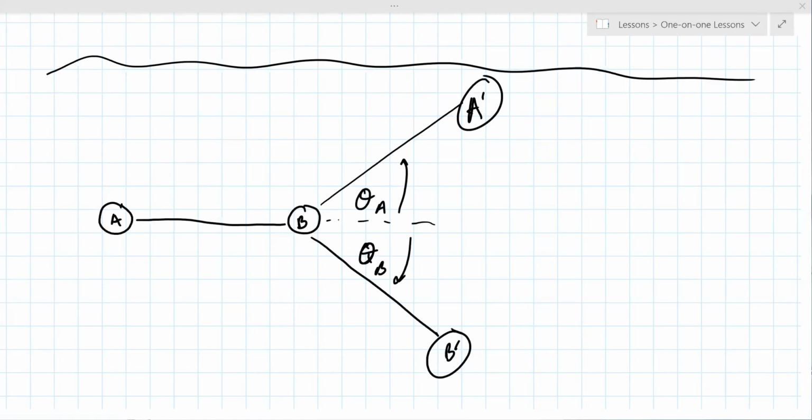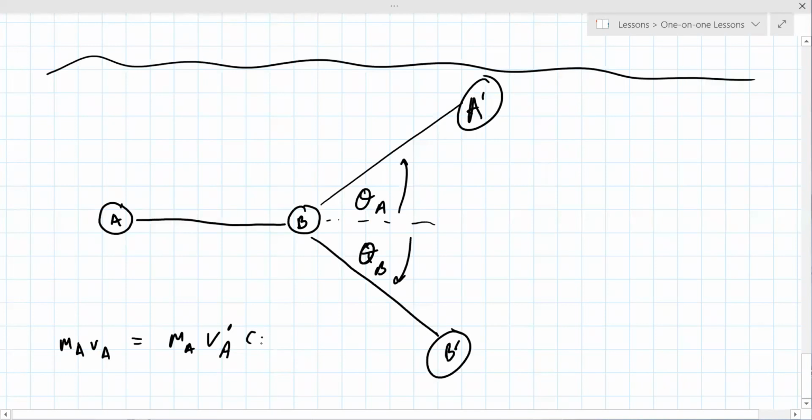So you can conserve momentum in the direction of motion, meaning like the X or Y coordinates. A is moving, but B is not. So A has momentum. It has mass A, velocity A, and then each of these has final momentum in its direction. So in the case of A, it has mass A, velocity, what do they use here? V prime A? Yeah, V prime A, cosine theta.